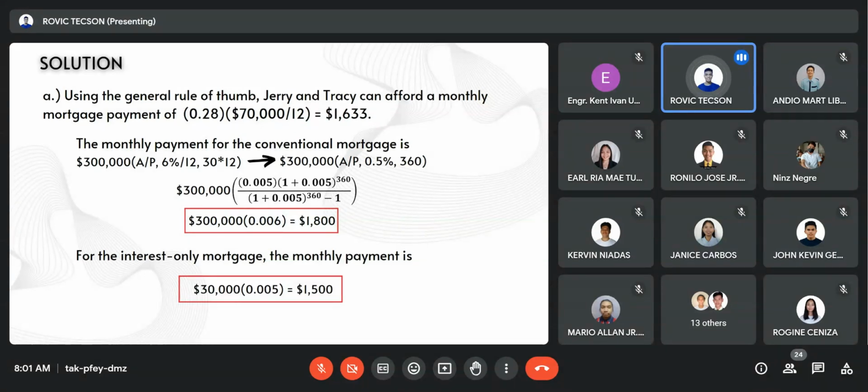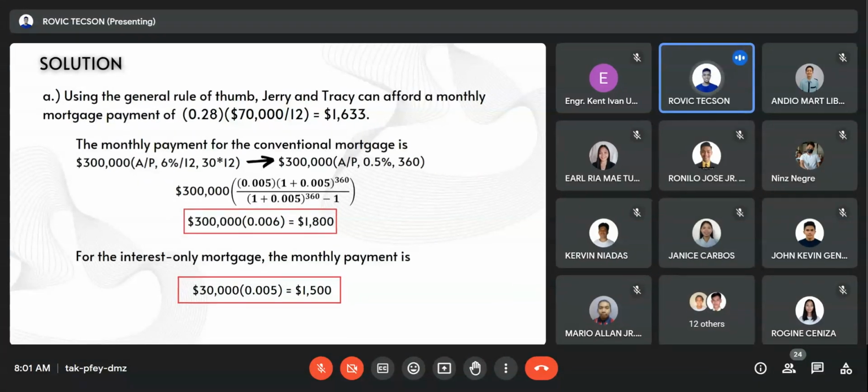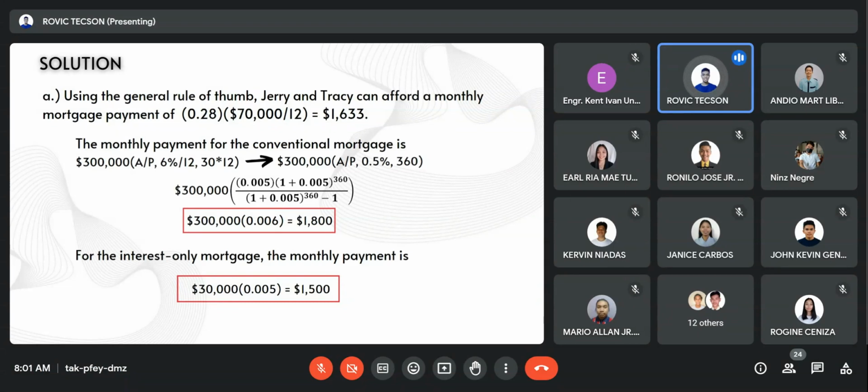So the monthly payment for the conventional mortgage, if they pursue the 30-year conventional plan, we come up with $1,800, which is higher than their estimated affordable combined mortgage payment of $1,633.